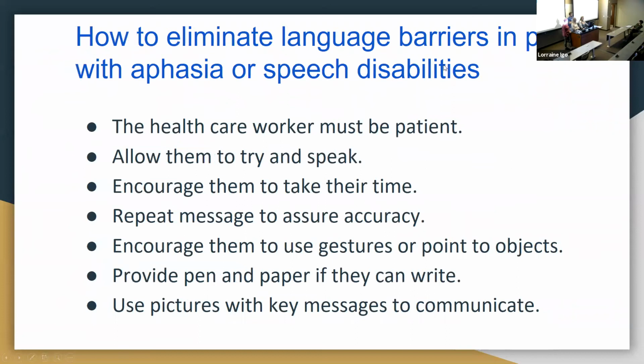How to eliminate language barriers in people with aphasia or speech disabilities. The healthcare worker must be patient, allow them to try and speak, encourage them to take their time, repeat the message to ensure accuracy, encourage them to use gestures or point to objects, provide pen and paper if they can write, and use pictures with key messages to communicate.